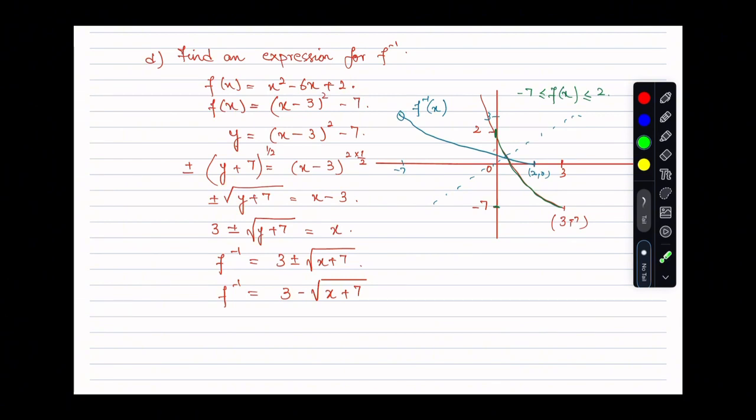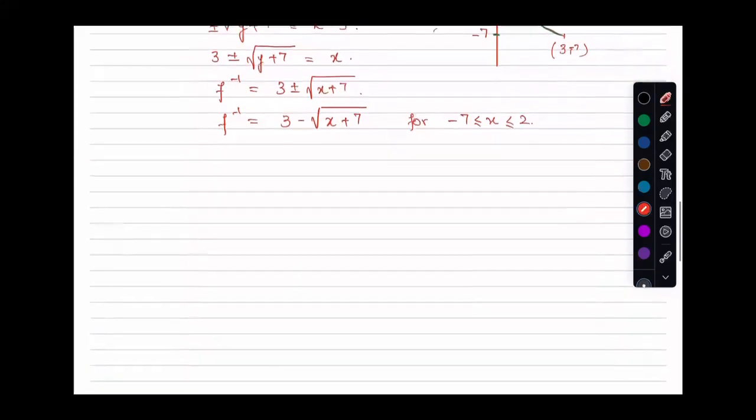And obviously, if I'm asked to get the domain of the function, then I should say that the domain is from negative 7 less than or equal to x, which is less than or equal to 2. This is how we will be defining the inverse function here. So next part, let's go for the composite part also.